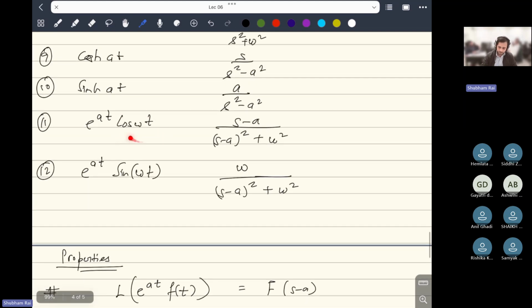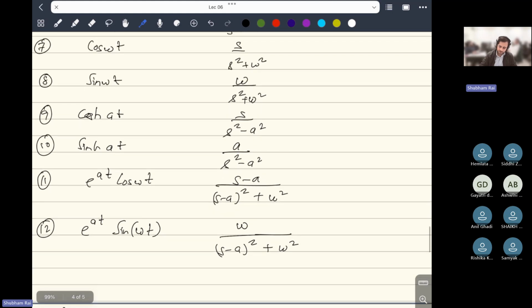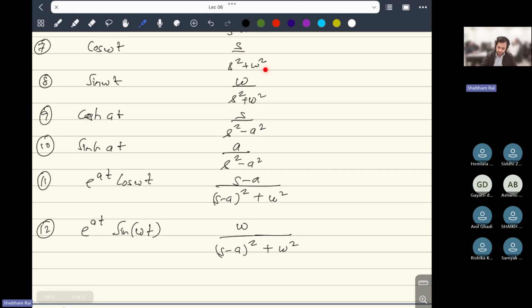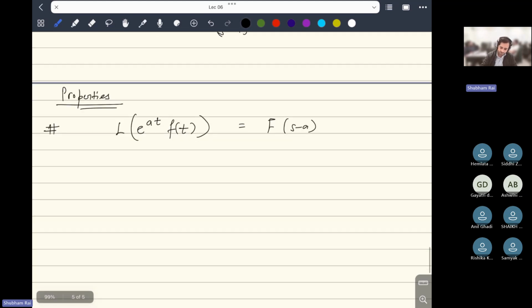So you know that cos omega t has a Laplace transform of s over s square plus omega square. But now you are multiplying it with e raised power at. So you just have to replace s with s minus a. So here we have s minus a, and then here also we have s minus a. Similarly, you have sine hyperbolic at. This is the Laplace transform, and if you multiply it with e raised power at, then you just replace s with s minus a. Okay, you get the Laplace transform. So this is the first property that we have. This is known as the s shifting property.